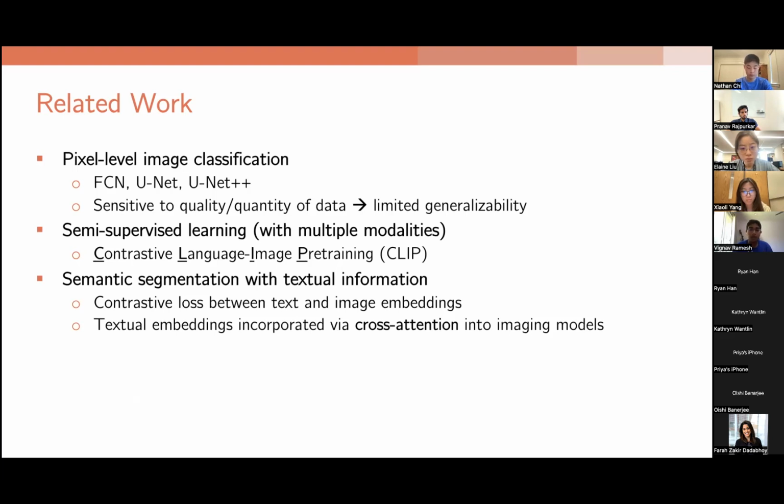However, all of these methods are extremely sensitive to the quantity and quality of training data, which results in limited generalization performance. Therefore, some approaches have explored the application of semi-supervised learning to medical image segmentation, and LViT is one of them.